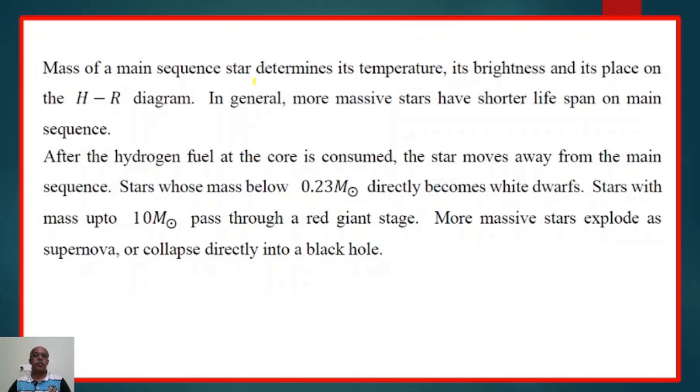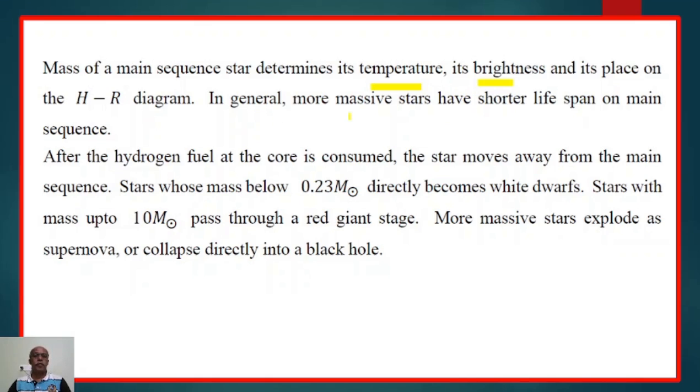The mass of a main sequence star determines its temperature. It also determines the brightness. The mass of the main sequence star determines its temperature as well as brightness and also its position on the HR diagram. Larger masses on the upper part, lower masses on the lower part of the HR diagram. Similarly, the temperature and brightness. If the star is on the upper part, the temperature and brightness is more, luminosity is more. If the star is on the lower part of the main sequence, the temperature, brightness, luminosity are lesser.